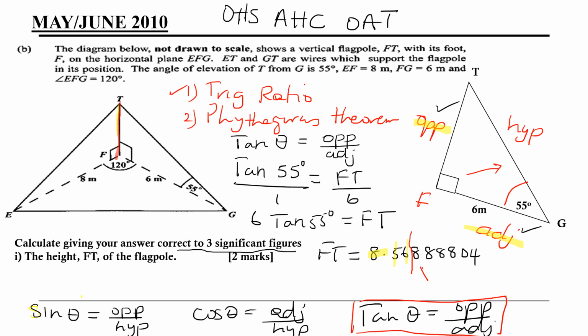Now I'm going to check this number. Is it 5 or more? Round up. So my answer is 8.57 meters. 3 numbers, 3 significant figures, 8.57.